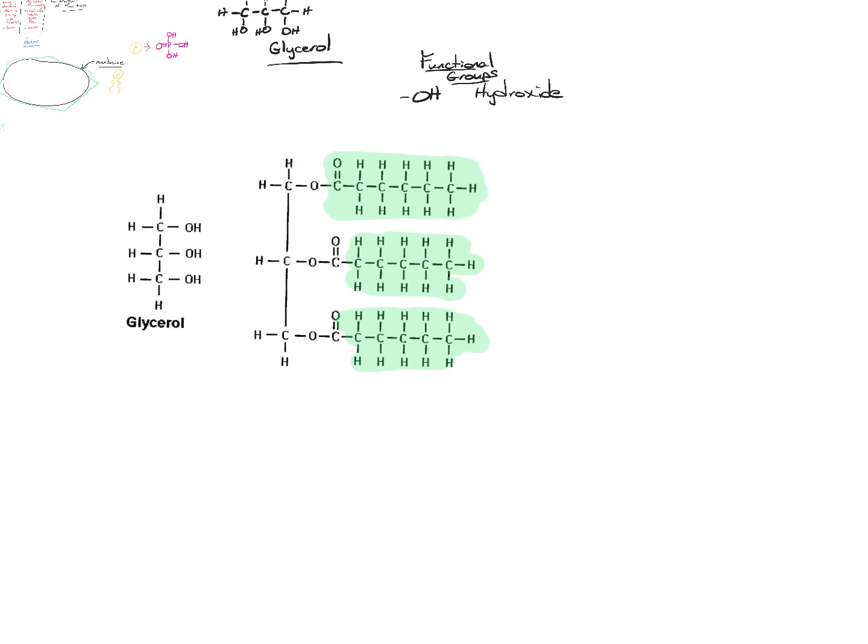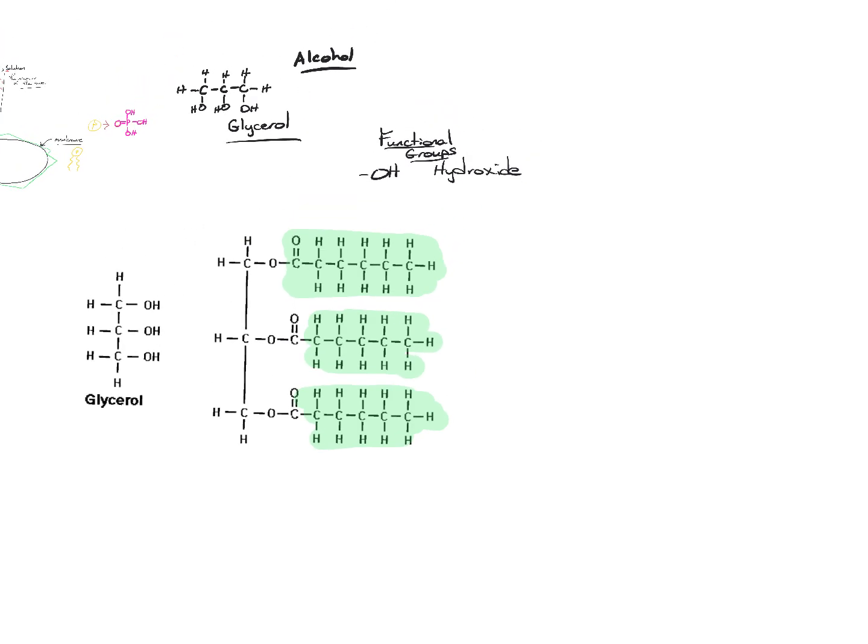Fatty acids have a carboxyl group. That's one of those functional groups. So hydroxide's one. Another one is C double bond O, OH, connected to something. This is a carboxyl group, also known as a carboxylic acid. Fatty acids are acid because of the carboxylic acid group. This makes it an acid. Carboxylic acid makes it an acid.